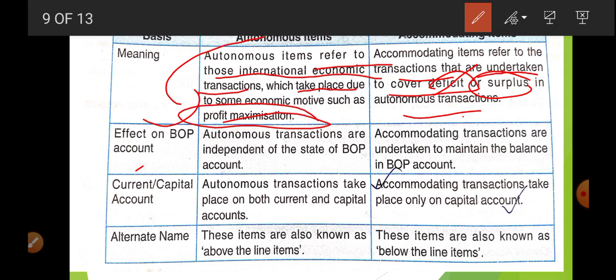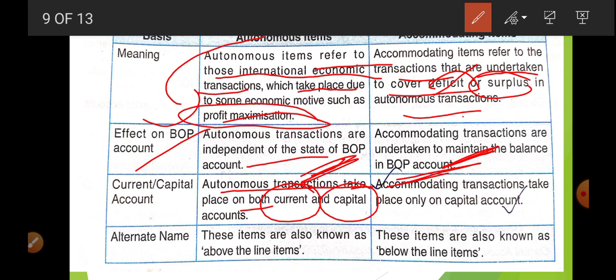Now the effect on the BOP account. Autonomous transactions are independent. They are not related to making the balance in the balance of payments. Autonomous transactions take place in both the current account as well as the capital account. On the other hand, accommodating transactions only take place in the capital account. So this point is very, very important.